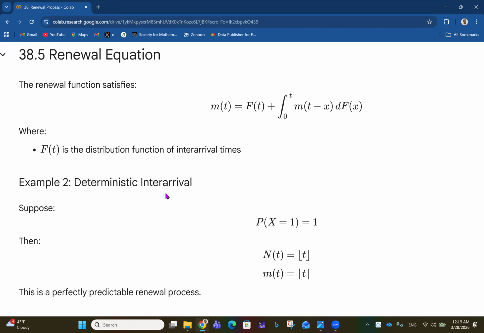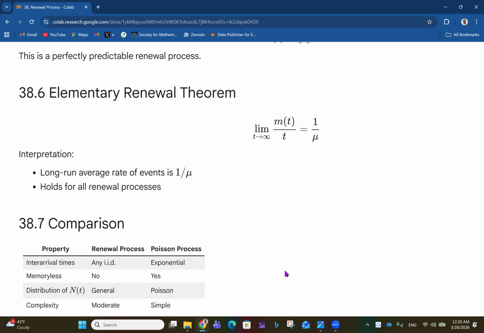Talking about deterministic interarrival, suppose that the probability that X is equal to 1 is 1, like it's guaranteed that X is equal to 1. Then we say that N of t is the floor of t, and m of t is also the same thing. In that case, this is a perfectly predictable renewal process because a probability of 1 is guaranteed. That's a 100% chance that something is going to happen. That is why N of t, the number of events, is equal to the expected value of it, which is the same. So this is a perfectly predictable renewal process.